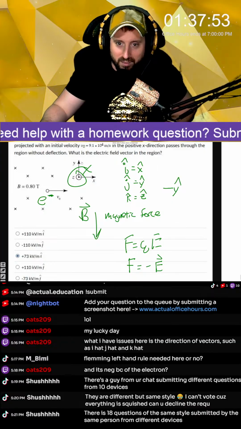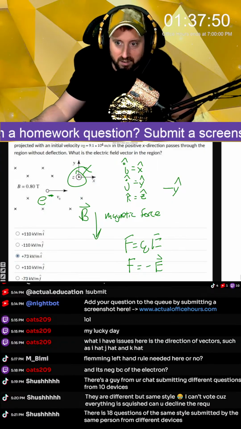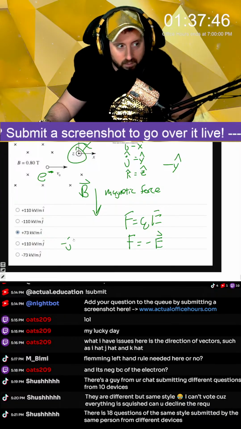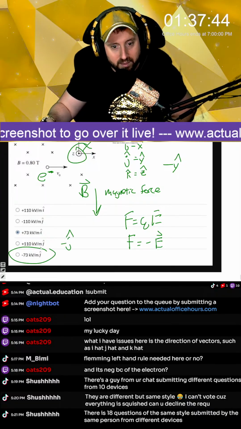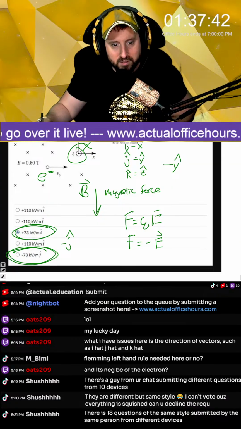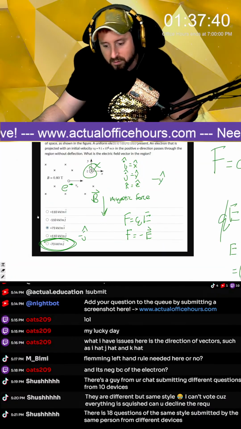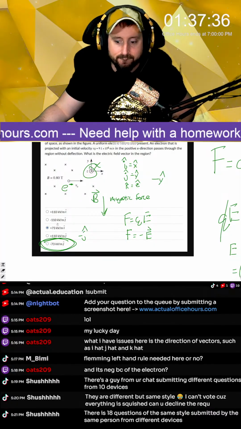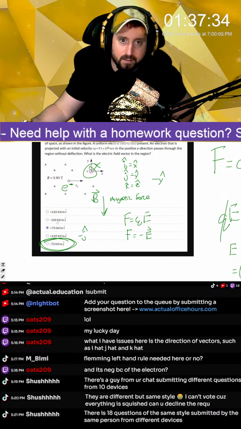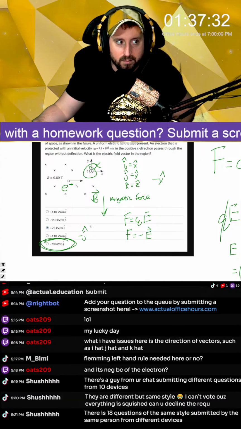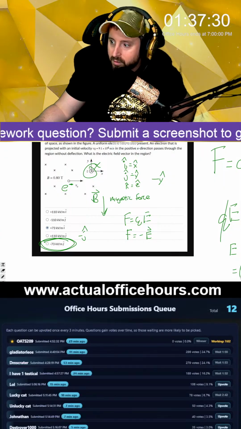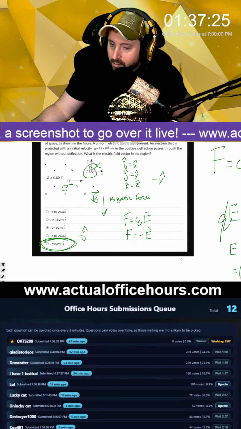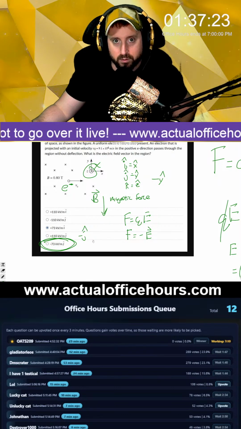This is the negative Y hat direction. And then negative Y should be negative J. Okay, so I think this should be the answer. Did they say this was the answer? Did they say it was C? Waiting for Oates to see. I'm pretty sure it's the last one.